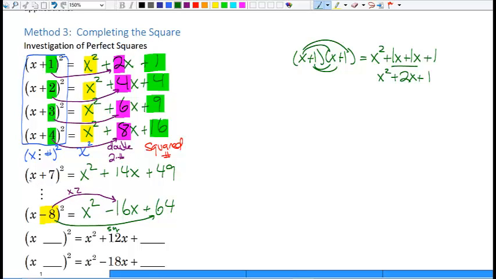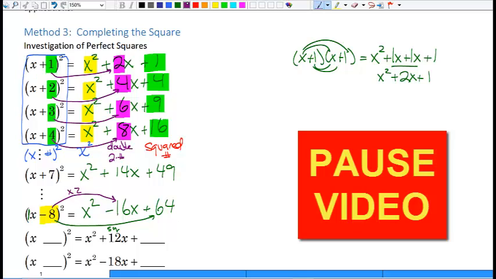Using your pattern, we can expand a binomial squared as long as the coefficient in front of the x is 1. This pattern really only works if that leading coefficient inside the binomial squared is 1. So what I want you to do now is pause the video one more time and see if you can fill in the blanks here. And this is really what we're trying to get at. So pause your video and see if you can fill in the blanks.